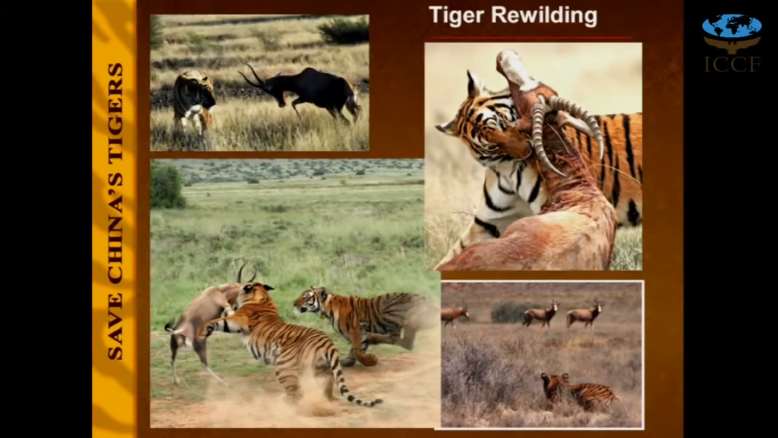Rewilding has been enormously successful. Out of all the first generation tigers we brought from Chinese zoos, all have learned to hunt. And the first tigers born in South Africa 4 years ago, 3 years ago, they also learned to hunt.